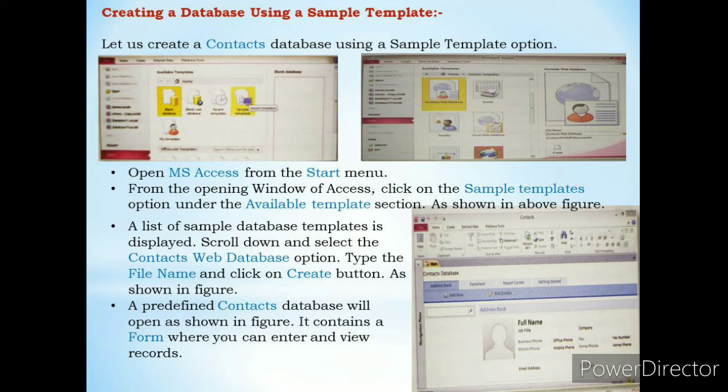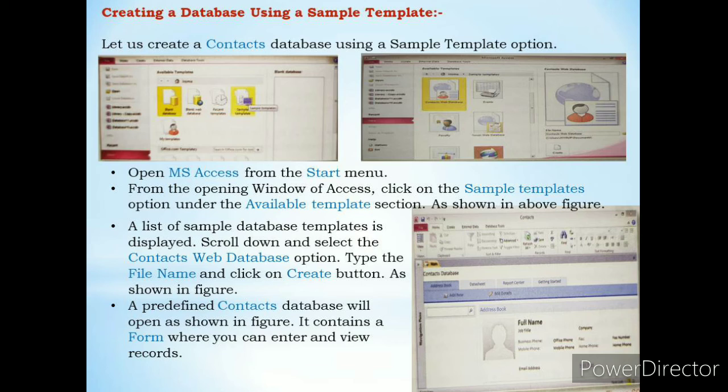Now we are going to understand how to create a database using a sample template. Apart from using the blank database option, we can also create a specific database using the sample template option provided by Access. Let us create a contact database using a sample template. Here are the steps. Open MS Access from the start menu. Next, from the opening window of Access, click on the sample template option under the available template section as shown in the above figure. Next, a list of sample database templates is displayed.